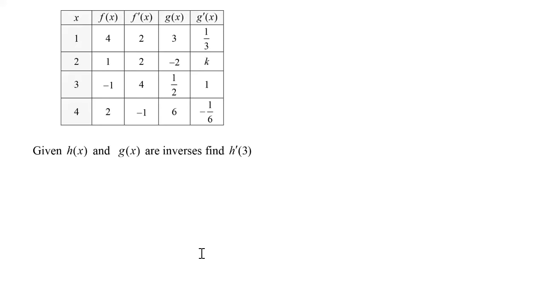There are quite a few properties of inverses that we'll need to look at in this problem. One of the things that I like to do right from the very beginning is to recognize when it says that h of x and g of x are inverses, I want to remember this rule, that h of g of x is going to equal x, and that g of h of x also equals x. Because they're inverses, g and h undo each other, so whatever g does to x, h undoes.